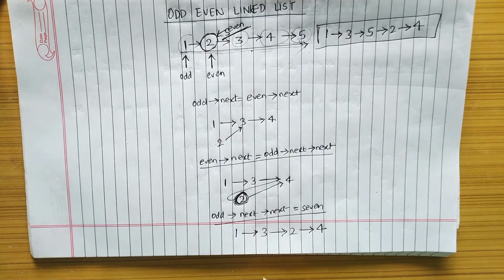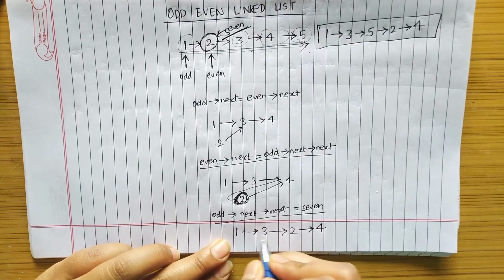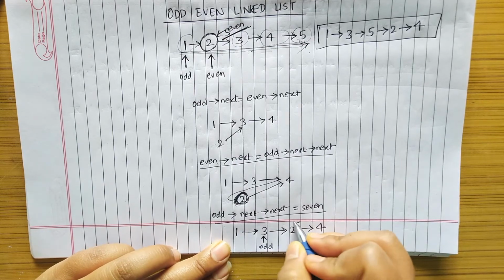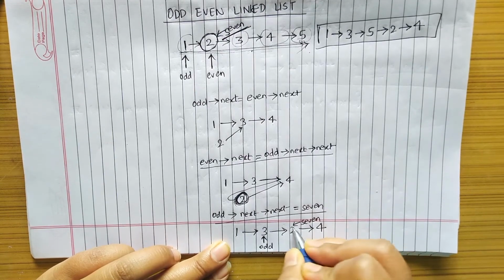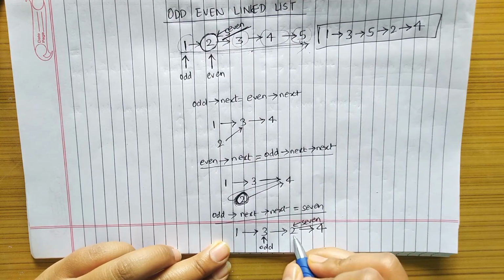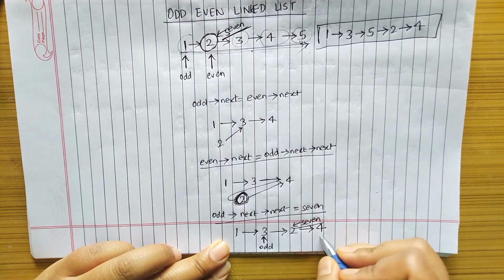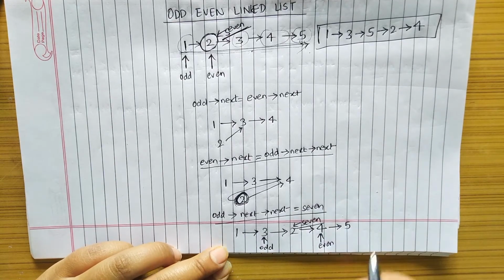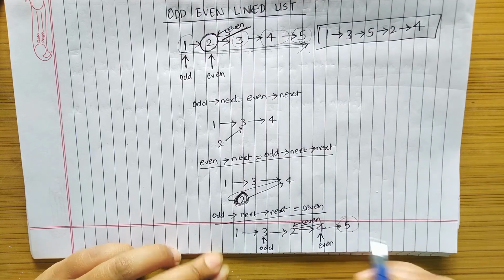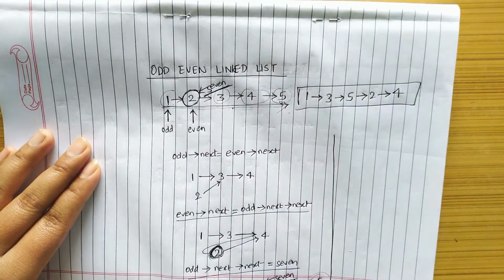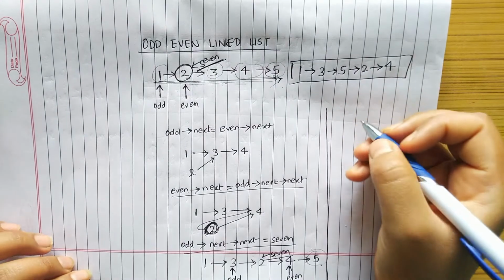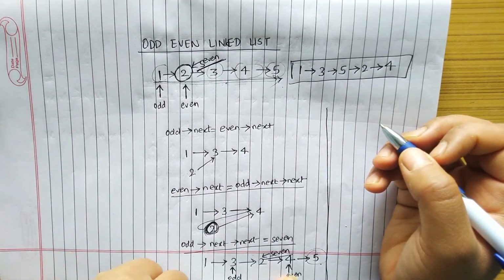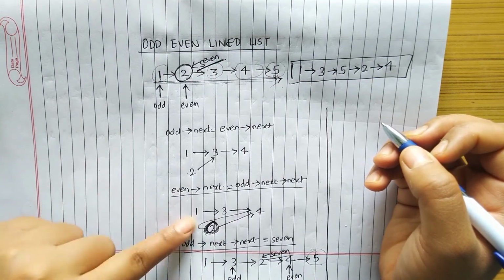After this, we make odd equal to odd of next. This will become our new odd, and even start stays as it is, we will not change it. And even will be changed to even of next, so this one will become even. In our main list we have 5 attached over here, and now we want to change the position of 5. In the next iteration, odd is this, even is this, and we will follow the same steps.